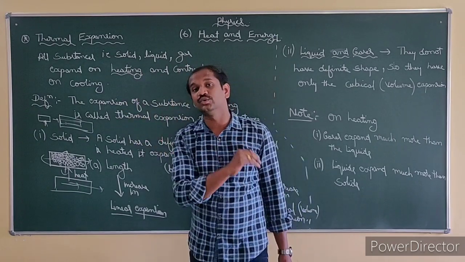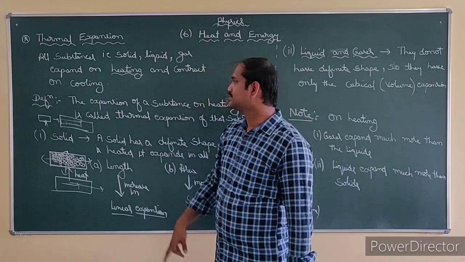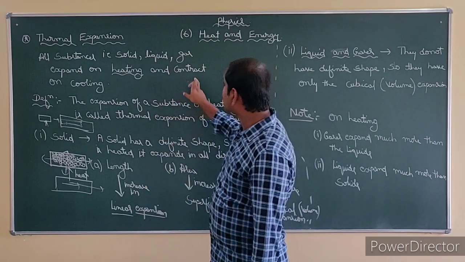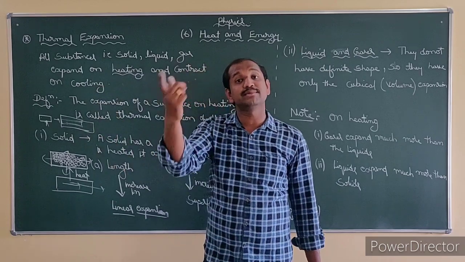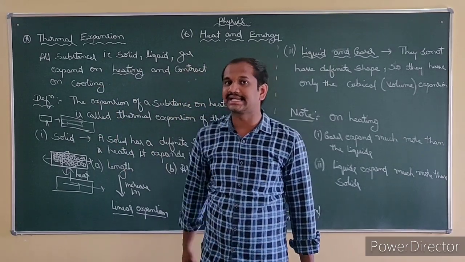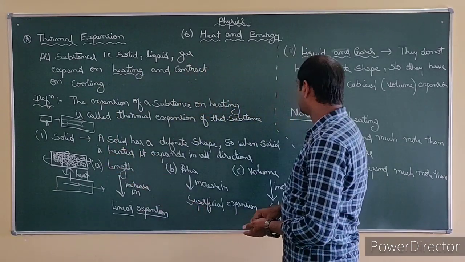and contract on cooling. There are some substances which expand on cooling and contract on heating. That is called anomalous expansion of water. We will be studying it next, after this.